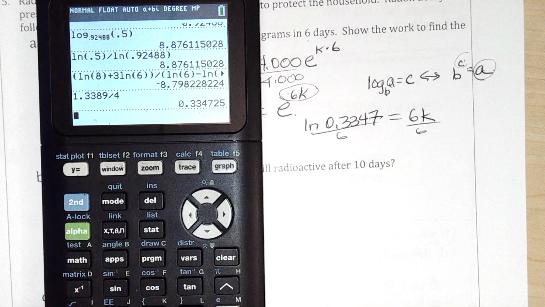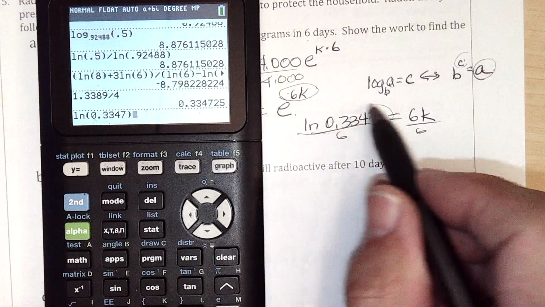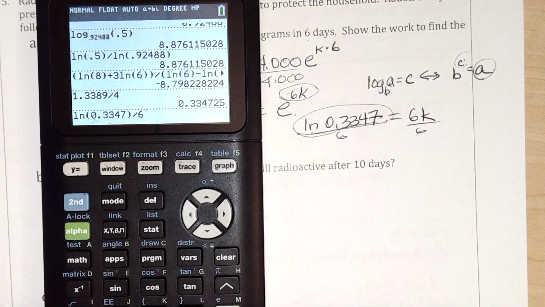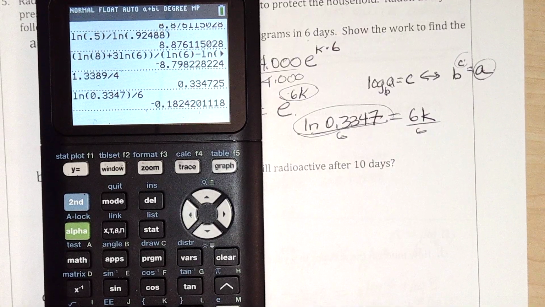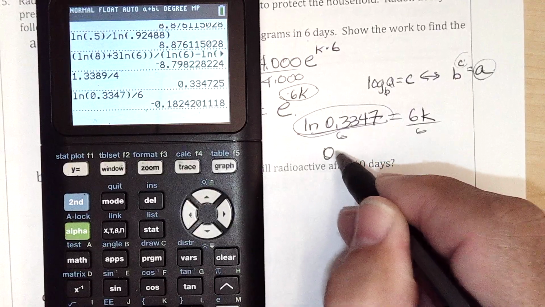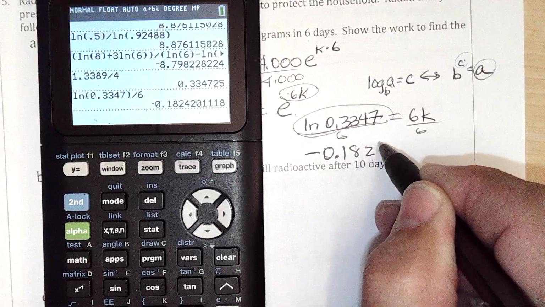So I've got the natural log of 0.3347, close parenthesis, natural log of this divided by 6. And K turns out to be negative 0.1824.